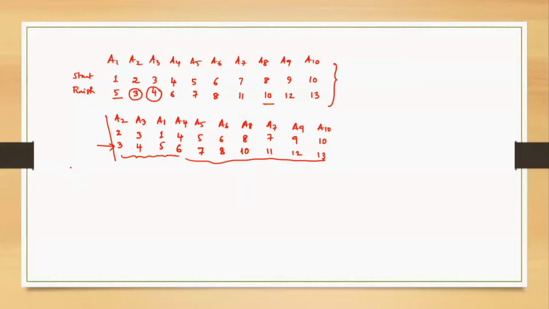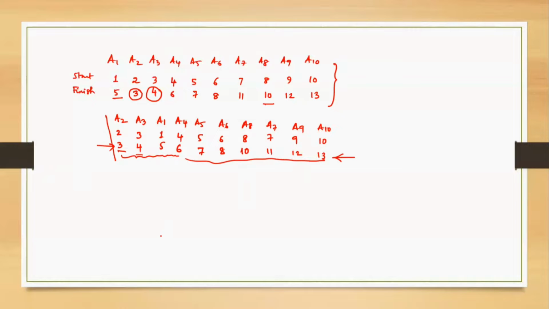So after arrangement, A2 will come first, then A3, then A1, then A4, then A5, then A6, then A8, then A7, then A9, and then A10. This is the parameter to arrange the activities based on the increasing order of their finishing time. In this way, we have arranged the activities.